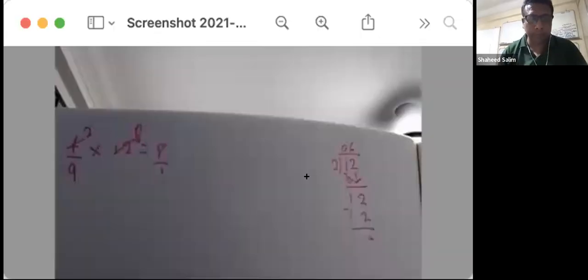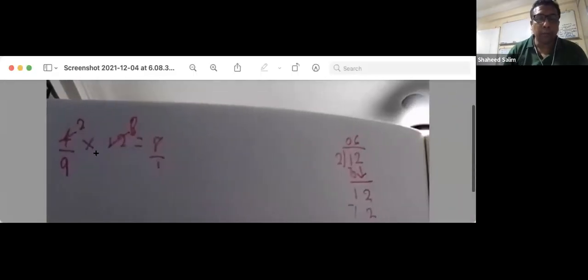Hold on, I'm searching for it. Is this the one? Can you see? Top and top, you don't divide. Okay, top and top, you cannot divide. And first of all, what number is this? 8?